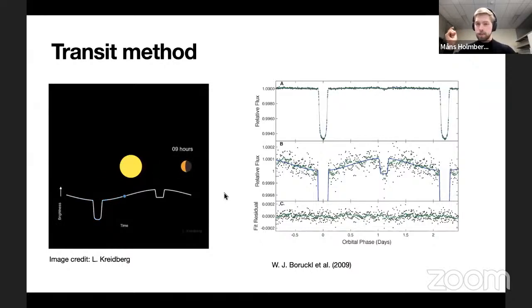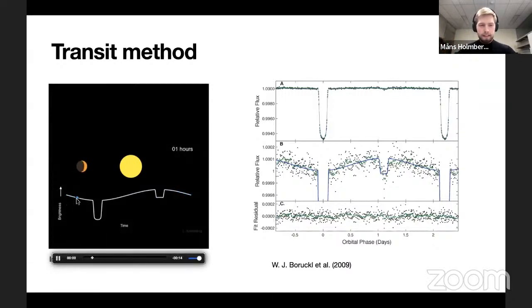Nevertheless, we can do these observations. So on the right, you see some real data. You see it's a bit more noisy than this nice curve over here, but we can do this.